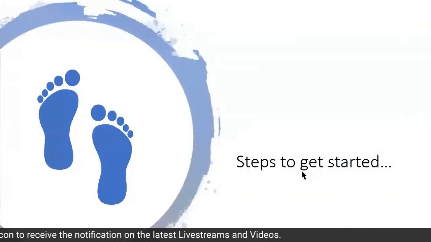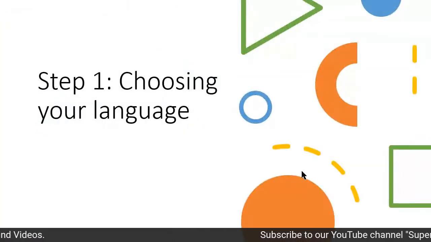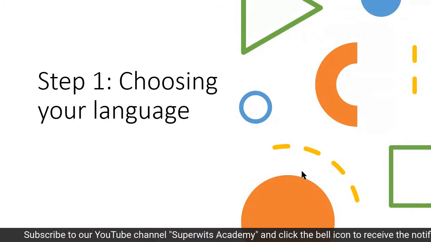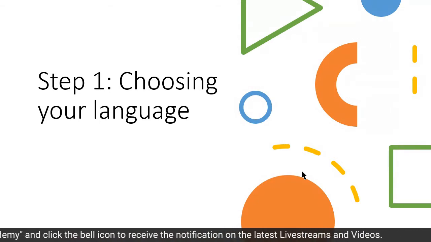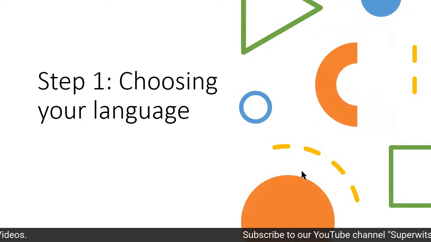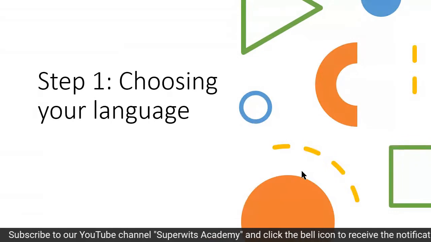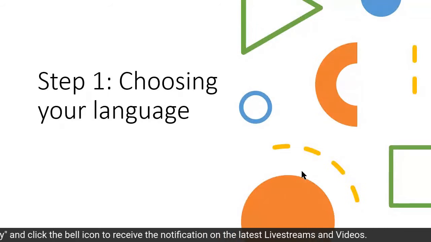So what are the steps to get started with? There are five basic steps that you should be doing. The very first step is to choose your programming language, which programming language you want to work upon. So we did a very extensive mentoring session on C++, right? There were 9 sessions on C++, and we touched upon all the main, important topics of C++. Why did we choose C++?